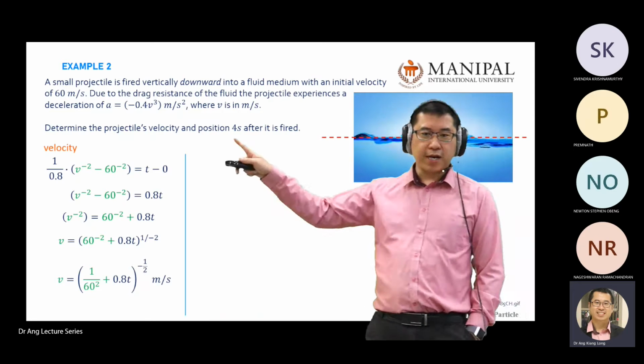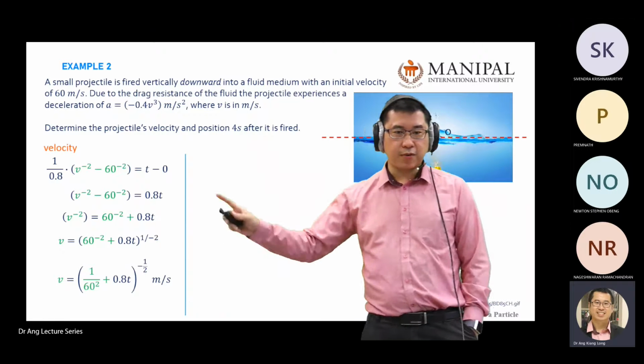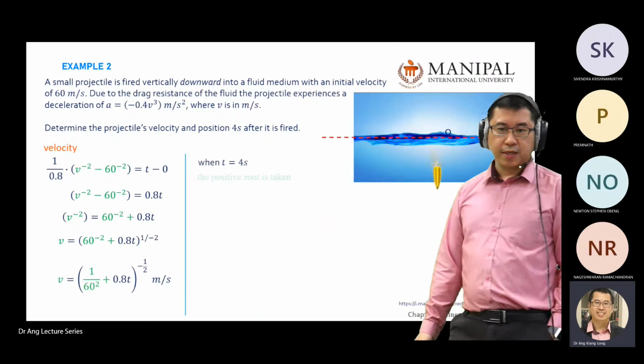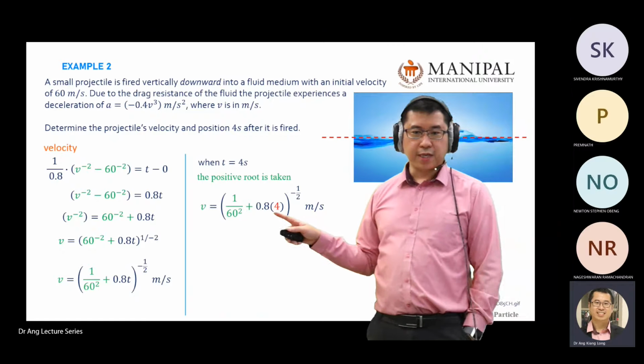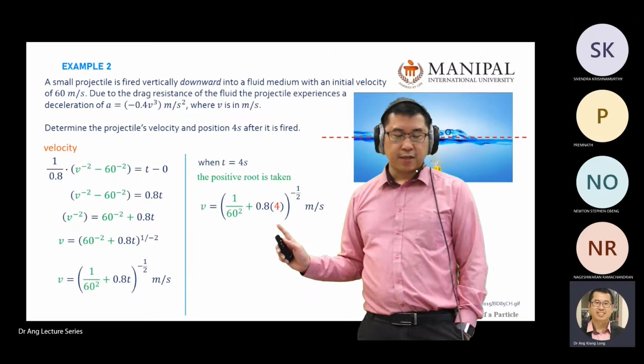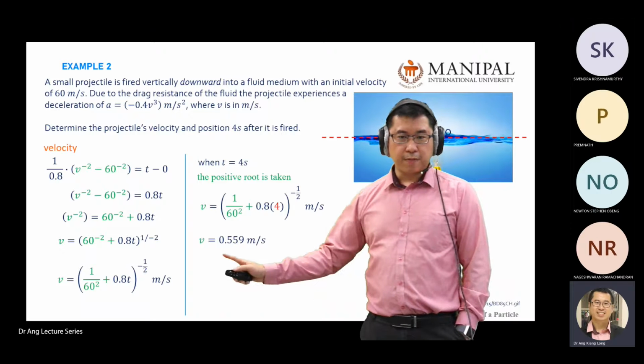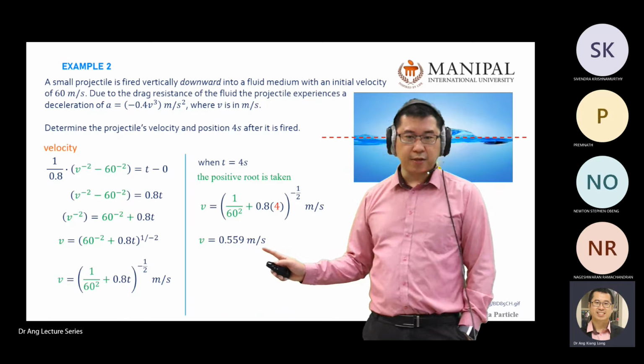It asks you for time equal to 4 seconds. Substitute 4 in this equation. You get your V. Substitute 4 in the equation that you derived. You use your calculator. The answer will be 0.559 meter per second.